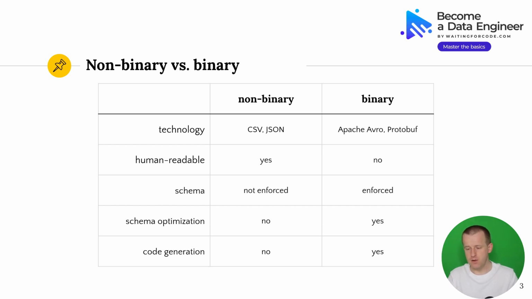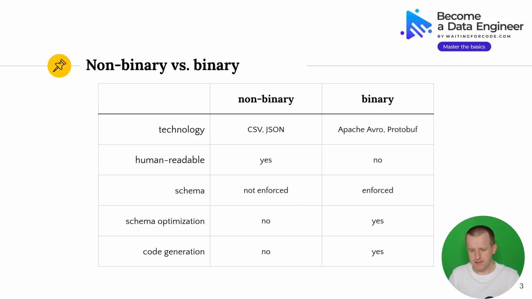And finally, there is the code generation. JSON is semi-structured, CSV also, so maybe there are some code generators, but they are not as reliable for me as for the binary file formats where the schema is enforced. When you have a static definition of the schema, and when you run code generation, it will generate the POJO class or any case class for your processing logic out of the box.